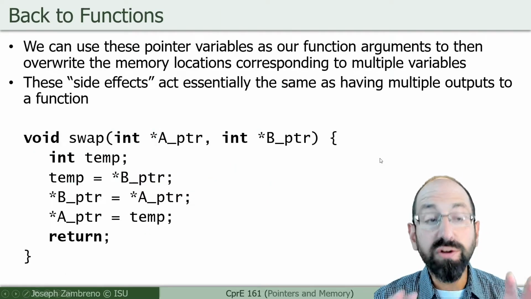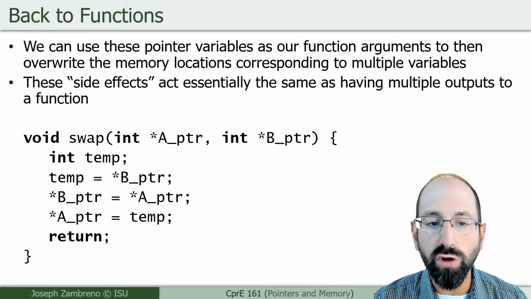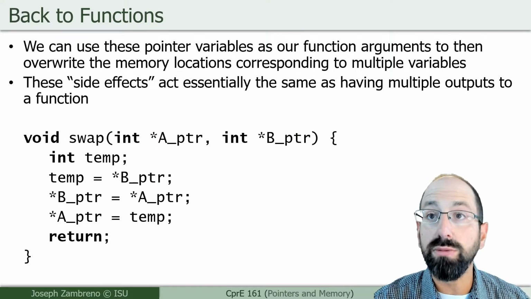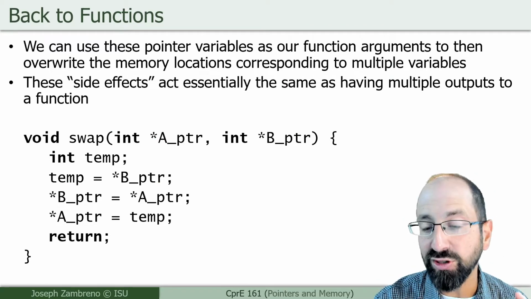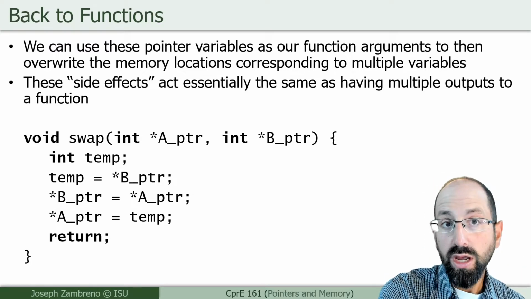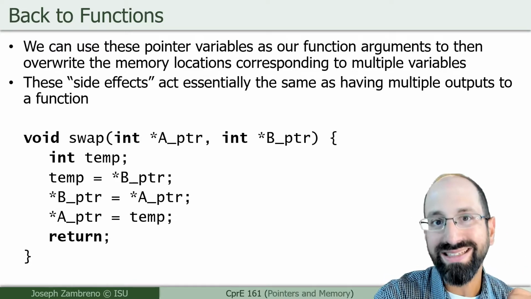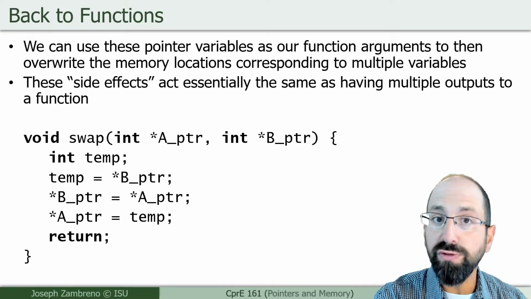So going back to functions here, we can then use those pointer variables as our function arguments to then overwrite the memory locations corresponding to more than just one thing. So this is a little swap function that actually has no return result itself, but because it's using pointers as inputs, it can then update memory locations corresponding to, in this case, 2 variables at a time.